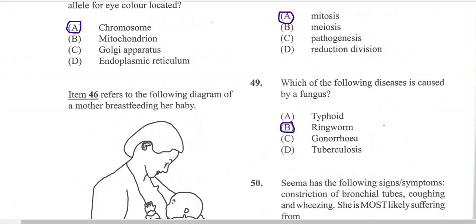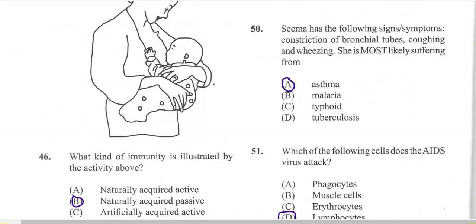46. The item refers to the following diagram of a mother breastfeeding her baby. And of course, what kind of immunity is illustrated by the activity above? It is going to be natural, acquired, passive. Natural from the mother, acquired to the child, and of course it's passing from the mother to the child. So B is going to be the answer for 46. Remember, if it is active, it means that the organism is making it itself. All right. So it is, of course, natural, acquired, passive, coming from the mother. It's natural. So, of course, B is the answer for 46.